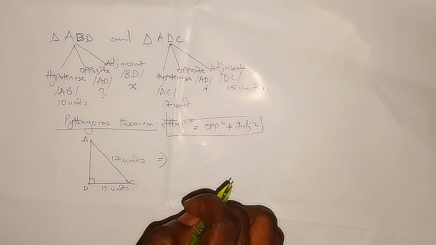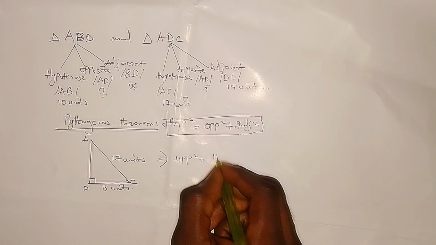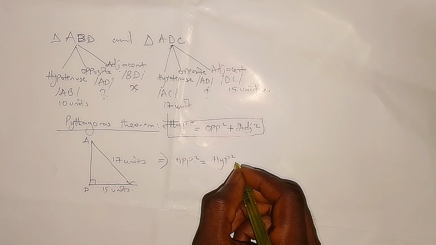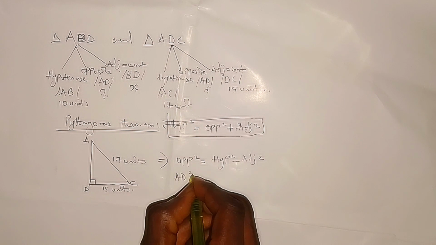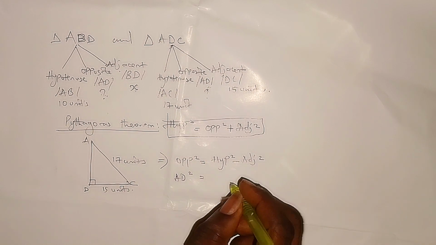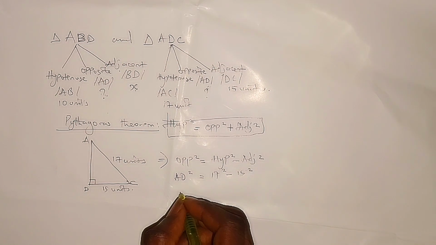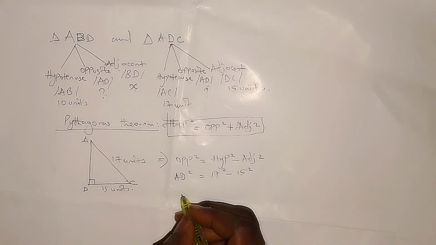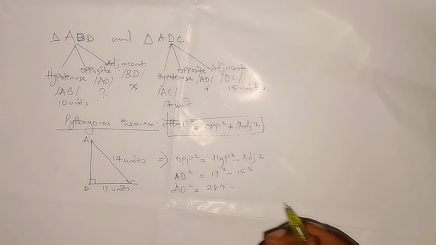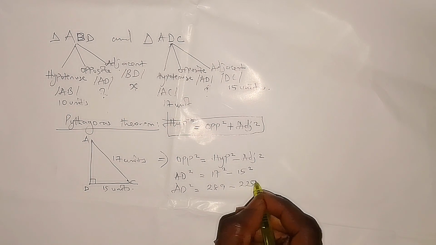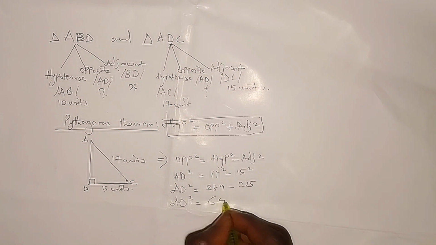And looking at this expression here, we need to make opposite the subject of the formula. So first of all, we make opposite the subject of the formula. So it becomes the opposite square equals the hypotenuse square minus the adjacent square. Now the opposite square, as we all know, is our side AD, which is the AD square, equals the hypotenuse square. The hypotenuse square will be 17 square minus 15 square. And solving further, we're going to have AD square equals 289, which is the square of 17, minus 225, which is the square of 15. Solving further again, when you subtract these two, you're going to have AD square equals 64.